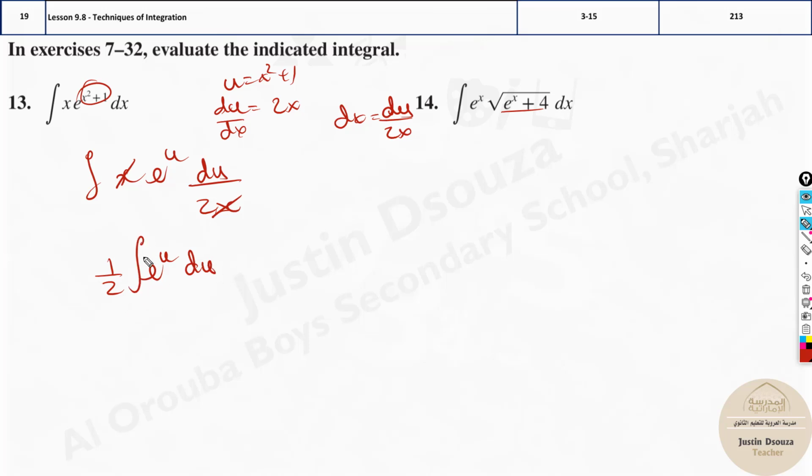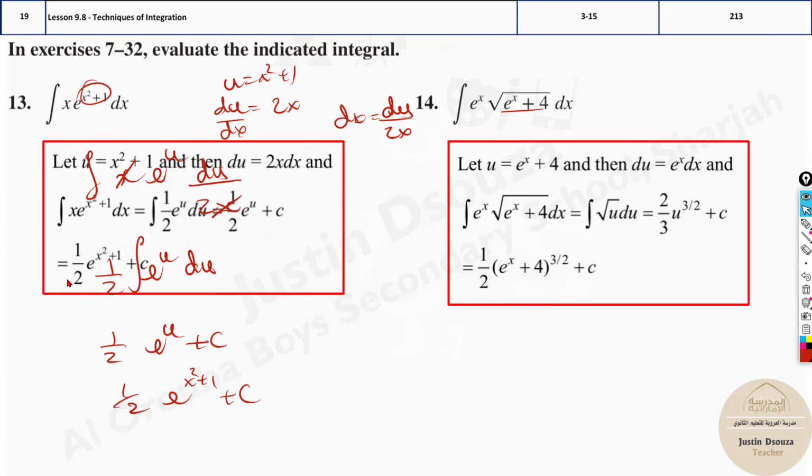This is integrated. What is the integration of this? It's the same thing, right? It's e to the power u plus c. Now what was u initially substituted as? It's x squared plus 1, plus c. That is the final answer. So here we have half e to the power x squared plus 1, plus c.